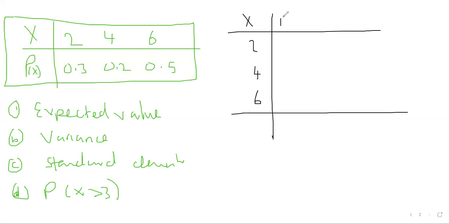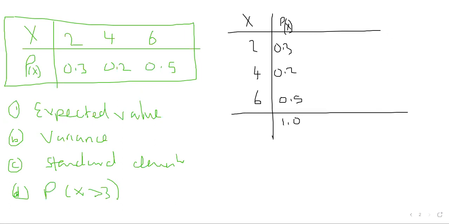And we've been given the associated probabilities, and these probabilities must add up to 1. So 0.3, 0.2, and 0.5. When we add them up, are we getting 1? Yes. All right. Then what follows is calculating the expectation, which is also called the mean, which is also called the expected value.